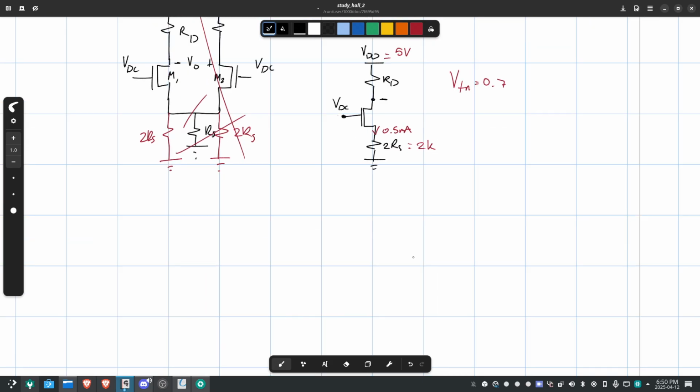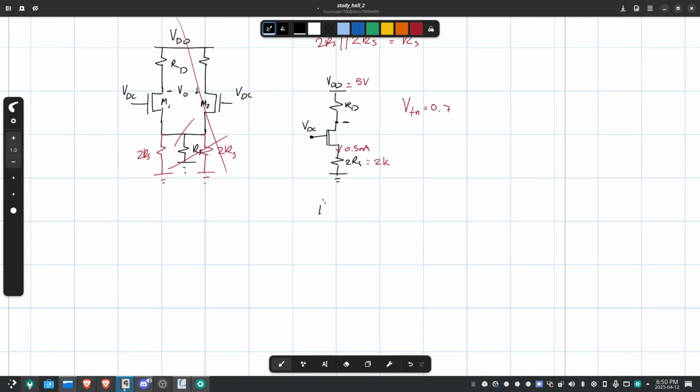Okay. Well, we can now use the current formula, right? We know current, we know Kn' W over L, and then we have VGS, which is our DC. Actually, it isn't our DC. Oopsie, it is not our DC. Need to keep that in mind. Minus VTN, squared. Half. Thank you. I was going to get doubled. This is our S.